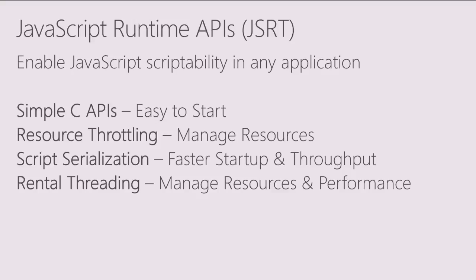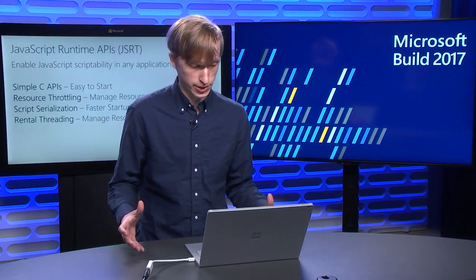Likewise, script serialization. So oftentimes when you're shipping an app that also includes JavaScript, the JavaScript doesn't change from run to run. And so we don't need to do all of this initial setup cost of parsing your JavaScript code and building all of these internal structures, when we can instead do that at build time and serialize that and then just take advantage of it. So with script serialization, you get faster startup and more code throughput because you just do all of this initial startup work once at the beginning.